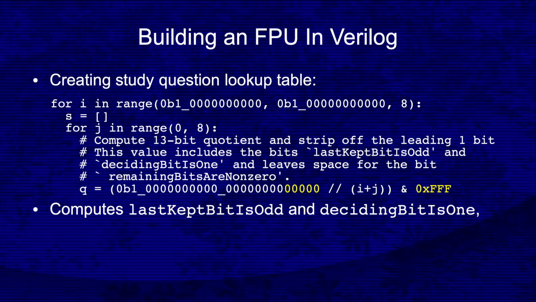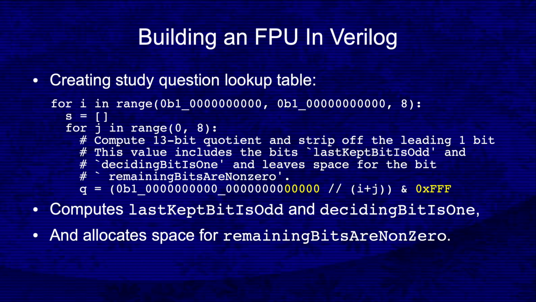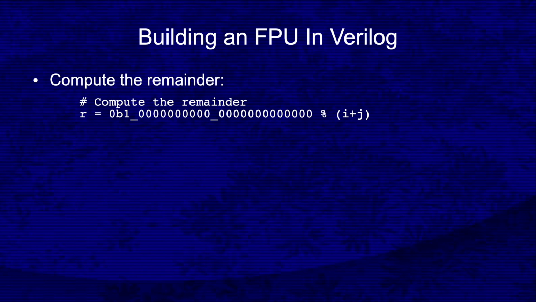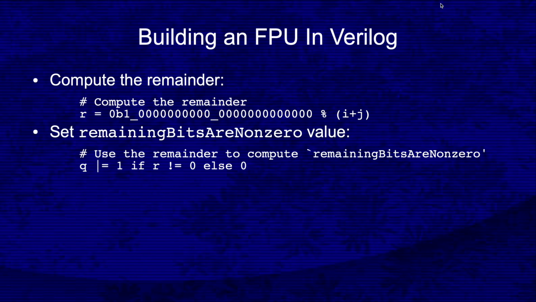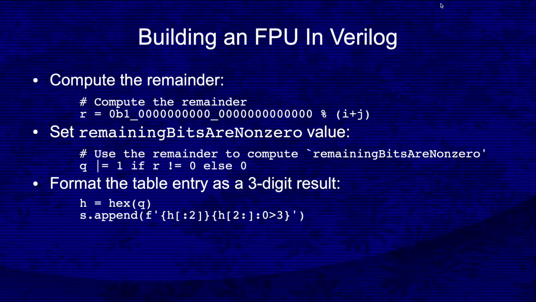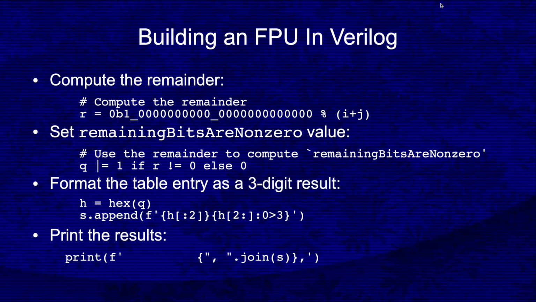At this point, the code has computed the least significant 10 bits of the quotient, which includes last kept bit is odd, plus the bit flag deciding bit is 1, and allocated space for remaining bits are non-zero. The code continues by computing the value's remainder. The code then ORs the quotient together with the bit value indicating whether or not the remainder is non-zero. These 12-bit entries are formatted as 3-digit hexadecimal values and printed.